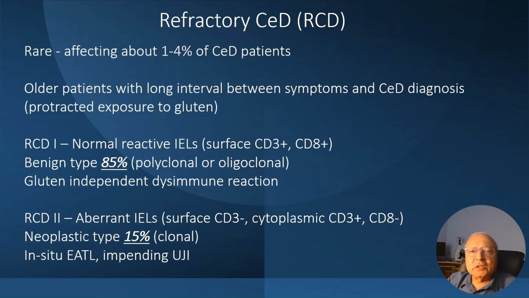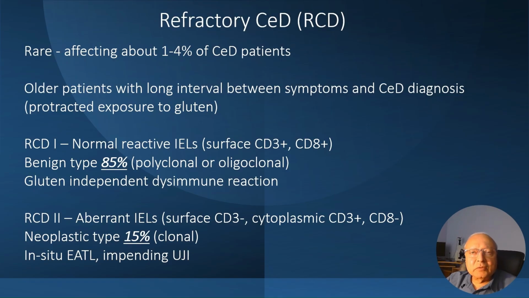In other words, there is a protracted, relentless exposure to gluten, and that may result in refractoriness. So there are two types of refractory celiac disease. One is RCD type 1, which is benign and reactive. It's seen in about 85% of patients.